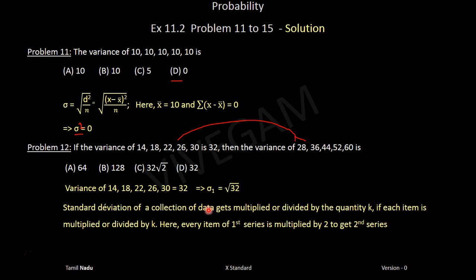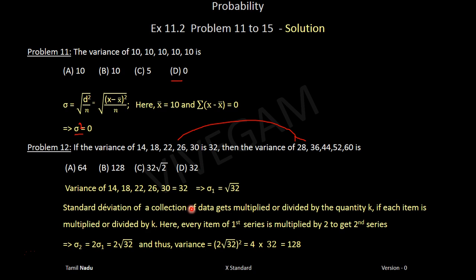You got it? So what it says is that whenever you have a collection of data, and if you multiply each and every term of this data by a certain number, the standard deviation of the resulting series, that is the second series, is the standard deviation of the first series multiplied by that constant. So here the first series is multiplied by 2 to get the second series. Therefore the standard deviation of the second series is 2 times the standard deviation of the first series.